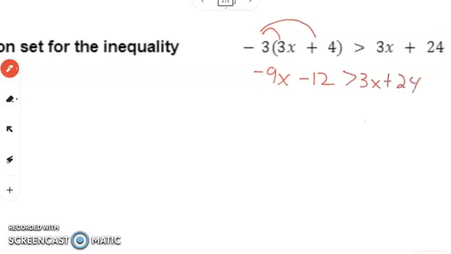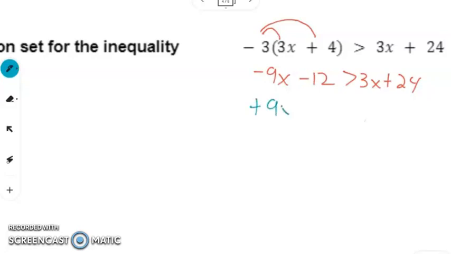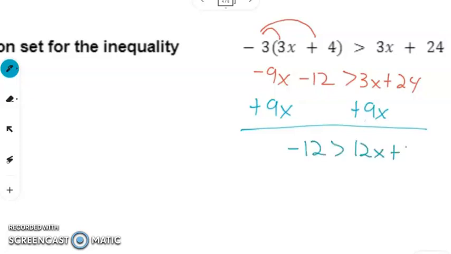Now I need to go ahead and bring the smaller variable to the other side, and negative 9x is less than 3x. So I'm going to go ahead and do the opposite of subtraction, and I'm going to add the 9x to the other side. Once I've done that, I have negative 12 is greater than 12x plus 24. I need to solve for x, but that 24 is in the way, so I'm going to subtract 24 from both sides. Now once I've done that, negative 12 minus 24 becomes negative 36.